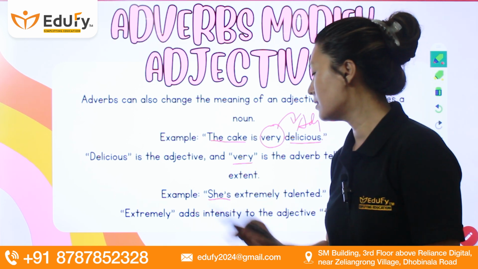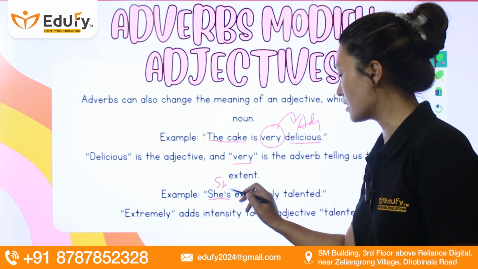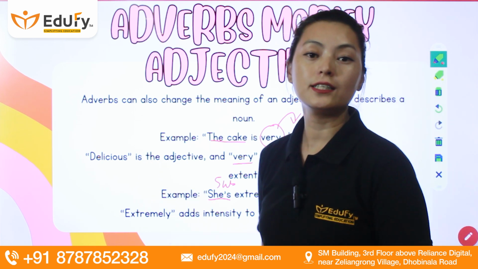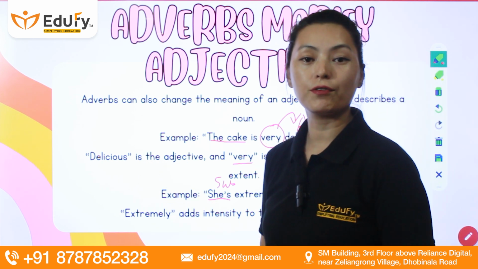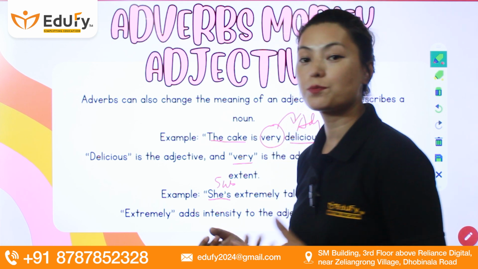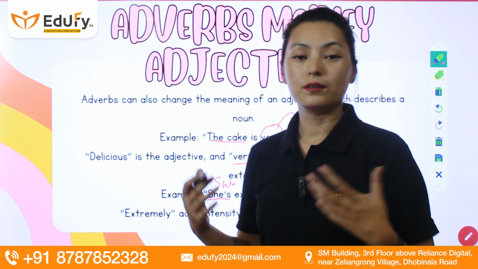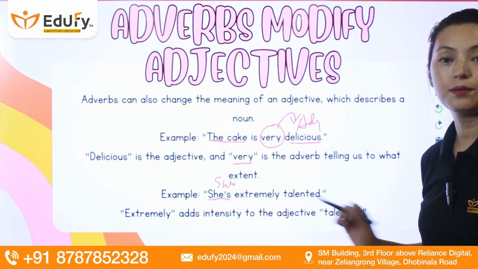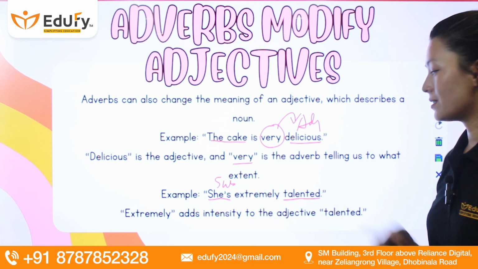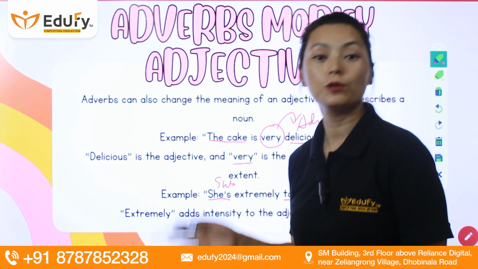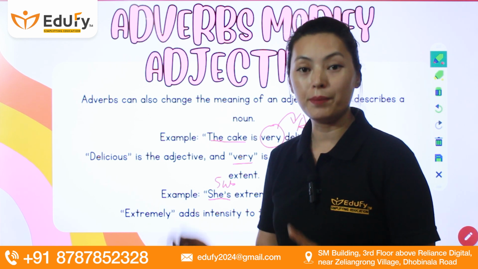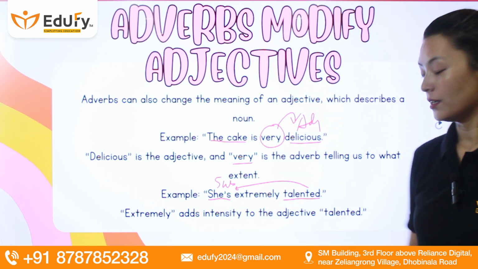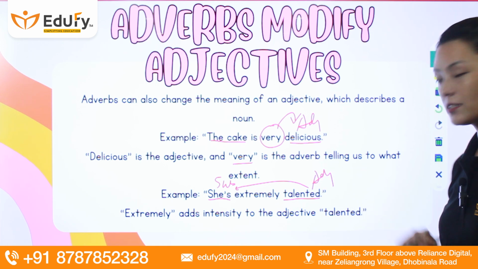Again, we find she as the subject. This is a pronoun. As far as we know and understand adjectives, we know that adjectives modify a noun or a pronoun, because pronouns are basically substitutes of a noun. So if you look at this, she is extremely talented. You find that the word talented is describing who? She. We're describing her ability, right? So therefore, talented is describing she. This one becomes an adjective again.